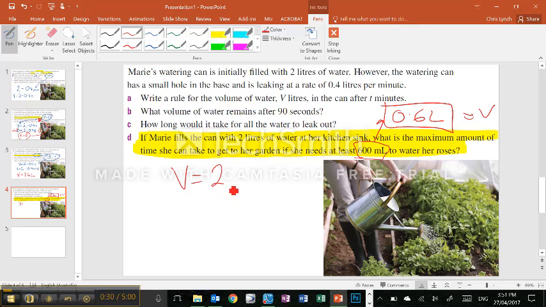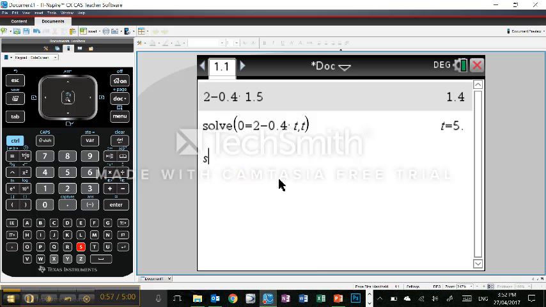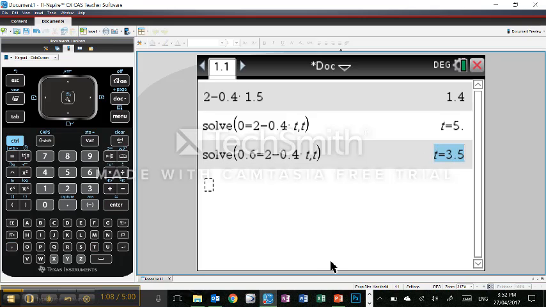Again, using the formula or the equation that we created at the start, we can just substitute in what we're told, which will be 0.6 equals 2 minus 0.4 T, and T will give us the maximum amount of time she can take to get there. From here, we're going to use the solve feature for T. So basically this is the same as the last question. Instead of it being 0, it's going to be 0.6. So 0.6 equals 2 minus 0.4 T, comma T, and it says that T equals 3.5.